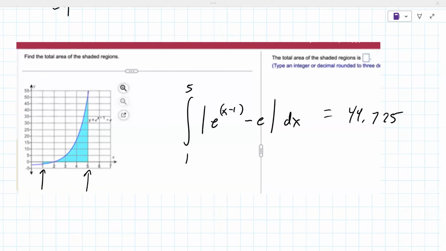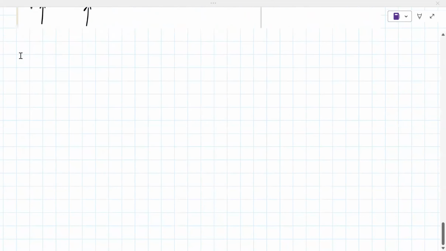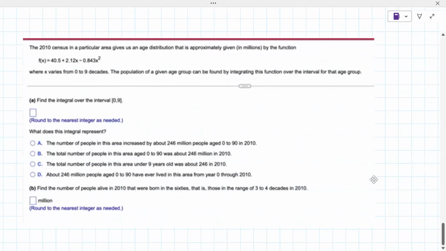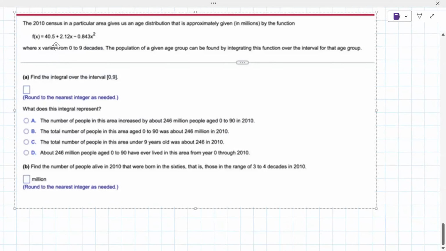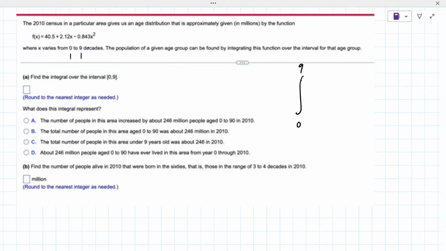Sorry. Next one here is the same thing. Okay, so this one here, the thing that's different about this one is that you're integrating from 0 to 9. You see that right there, from 0 to 9. It is the absolute value of 40.5 plus 2.12x minus 0.843x squared. However, it says this in here.